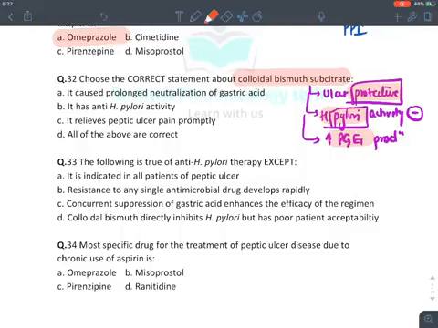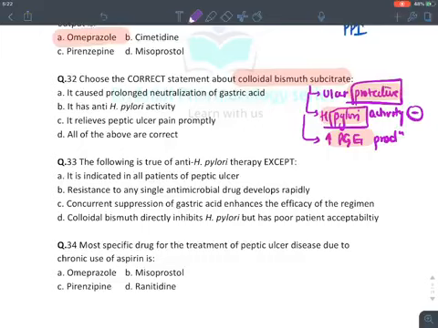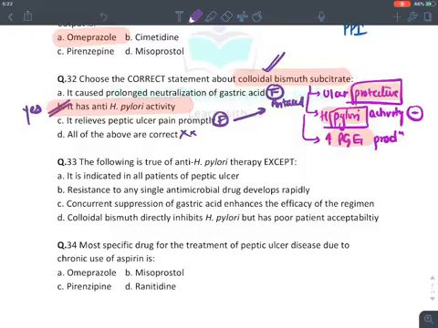Okay. Now the point is, what is the correct statement about this? Let's see. It causes prolonged neutralization of acid. False. Remember, it is the function of antacids, not ulcer protective drugs. It has anti-H. pylori activity. Yes, we have discussed. It is used in the anti-H. pylori regimen. It relieves peptic ulcer pain promptly. False. Again, it is a function of antacids. Okay. So the answer is it has anti-H. pylori activity, colloidal bismuth subcitrate.